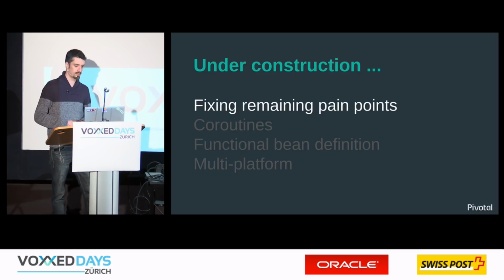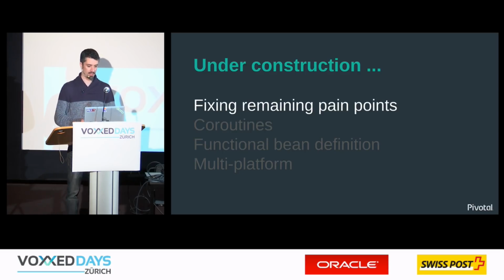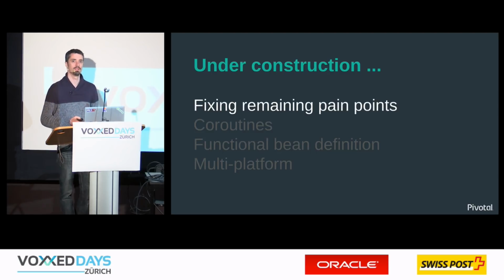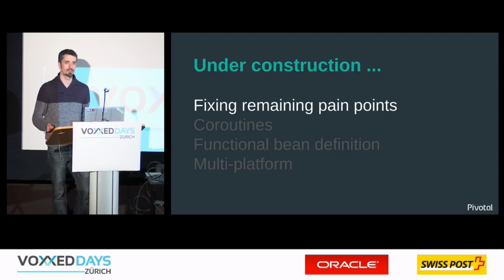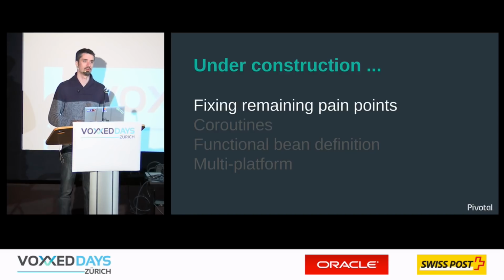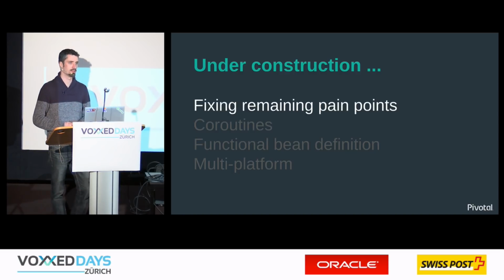So what are the remaining pain points we would like to fix? I think we currently have a really good level of Kotlin support, so there are no big blockers. We have been polishing that for years now. We had a lot of feedback, and I really think it's usable in production for your project with Spring Boot 2. But there are a few pain points.